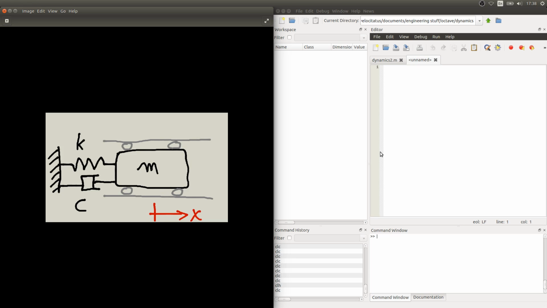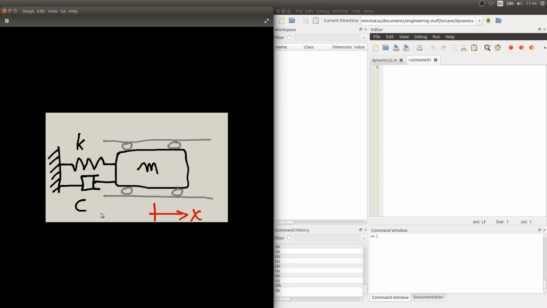Hello! In this video we'll continue to study the response of dynamical systems using Octave, now by adding damping to our system. Let's see first how our equations look. We'll continue to use the representation of a block with mass m moving in the horizontal direction, which here we are calling x. And this block is attached to a spring with coefficient k, and an energy dissipation device, which here we are representing as a viscous damper with coefficient c.